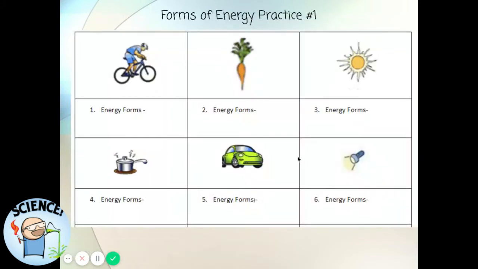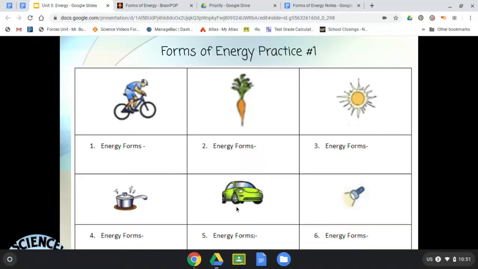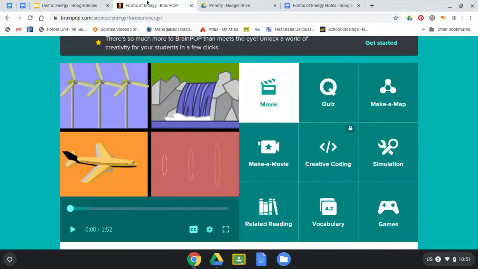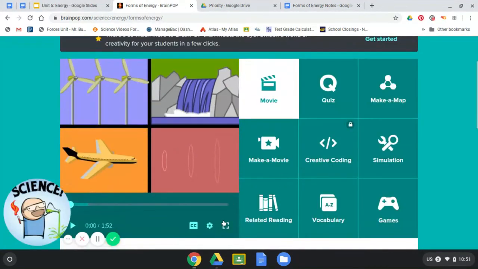Okay, so before I have you do some practice questions, we're going to watch a BrainPOP video. Let's go over to our BrainPOP, and this is on the forms of energy, and it's a really quick one.